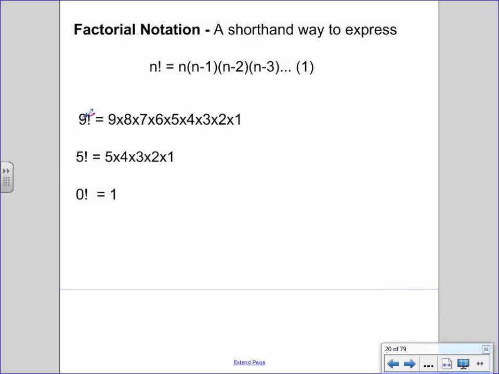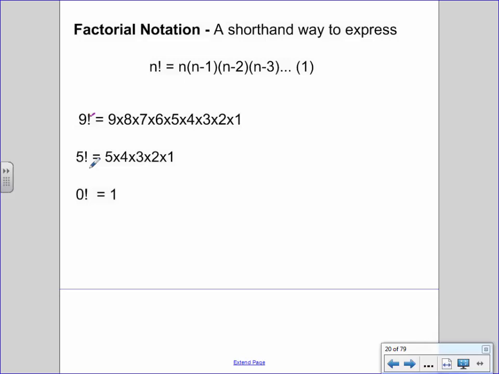If you ever see an exclamation mark, this is what it means. If you ever see 9 exclamation mark, it means 9 times 8 times 7 times 6 times 5 times 4 times 3 times 2 times 1. If you ever see 5 exclamation mark, it doesn't mean you're shouting. The exclamation mark basically means take that number and multiply by every number lower than it until you get to 1.